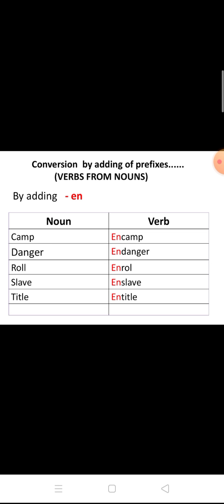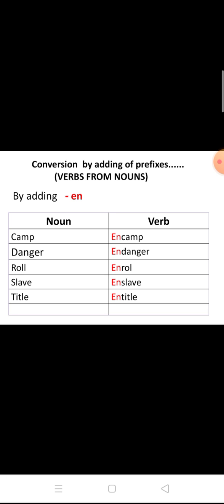Today we are going to see certain more changes, like how we can get verb from a noun by just adding prefix. Now, what is prefix? Which is added before a word, that is known as prefix. A group of words which is added before a word and which gives a result as a new word. So today in this class we will learn how we will get a verb from noun by adding prefix.